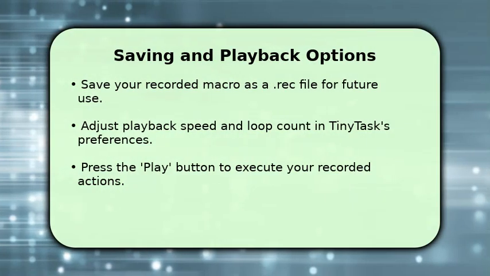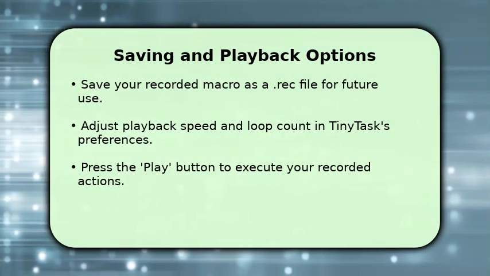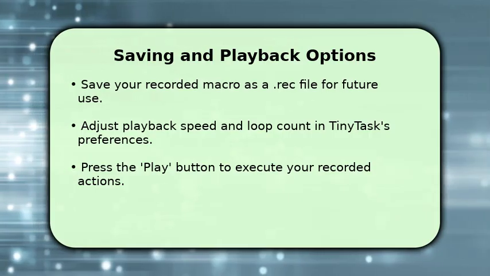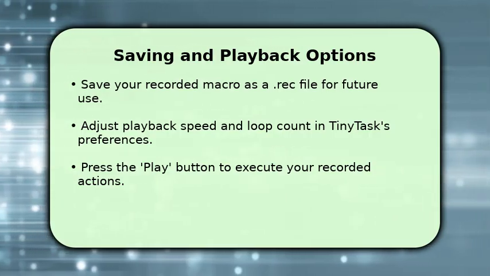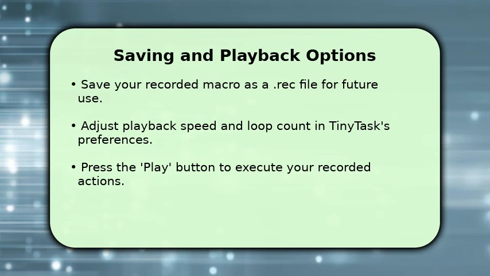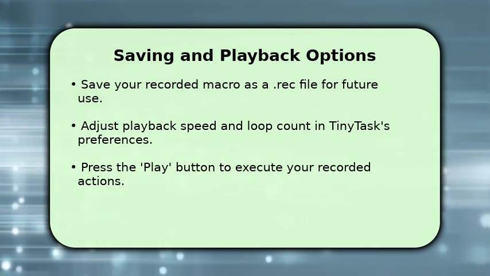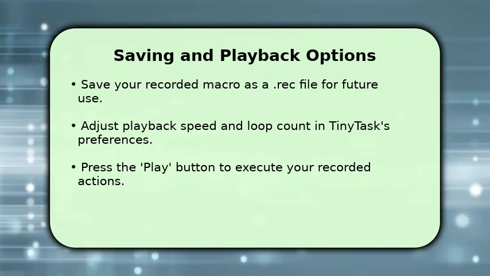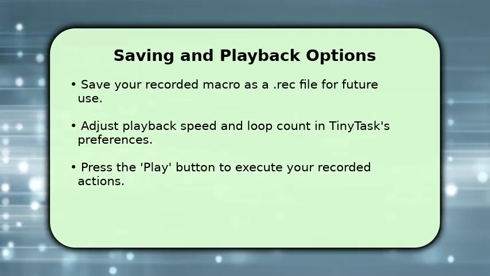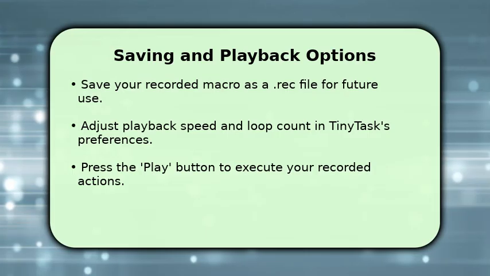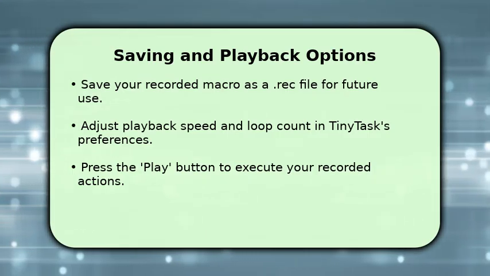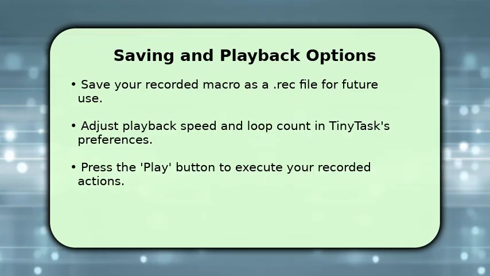After recording, it's time to save and play back. Go to File, then Save, and name your macro something descriptive like Igris Farm 1. This saves your recorded sequence as a rec file. Before playing, you can adjust playback speed and set the number of loops in the Preferences menu. For instance, you might set it to loop 10 times. Then, simply click the green Play button, and TinyTask will replicate your actions automatically.